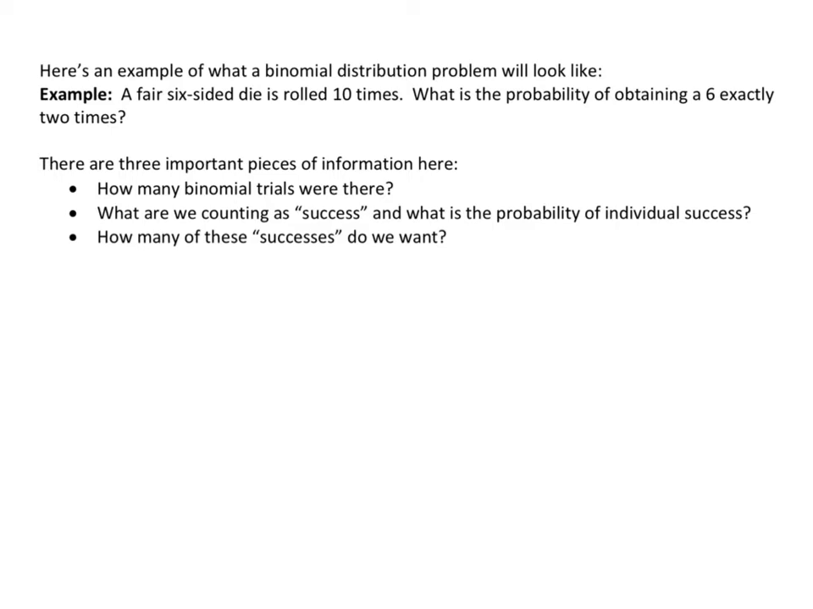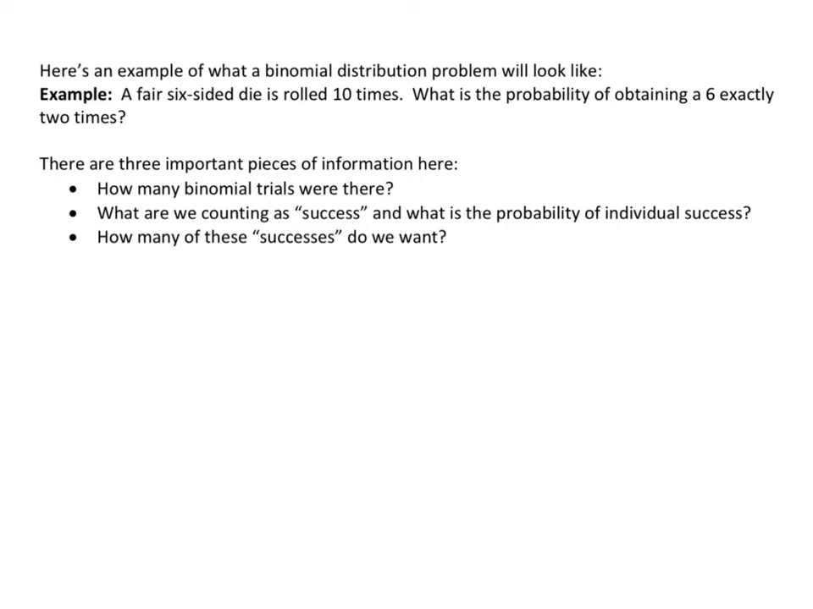So we will solve this problem in a couple minutes, but right now we're just going to break it apart. This example says a fair 6-sided die is rolled 10 times. What is the probability of obtaining a 6 exactly 2 times? So there are 3 important pieces of information here.